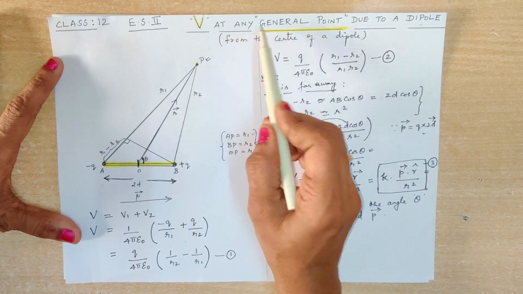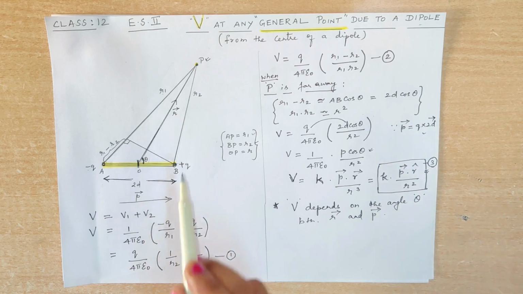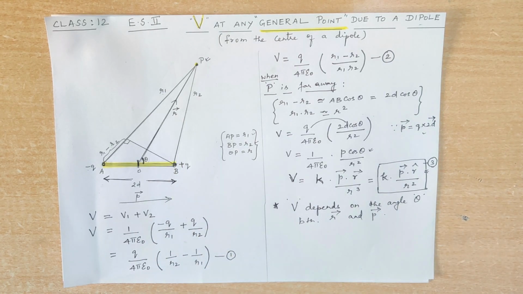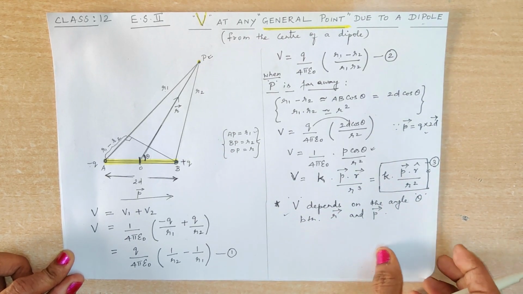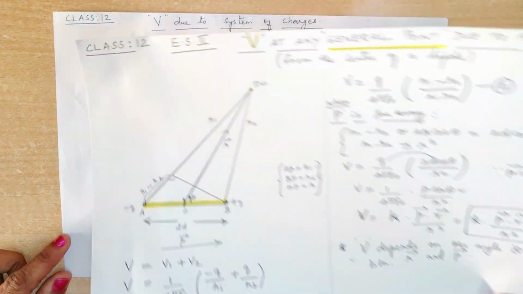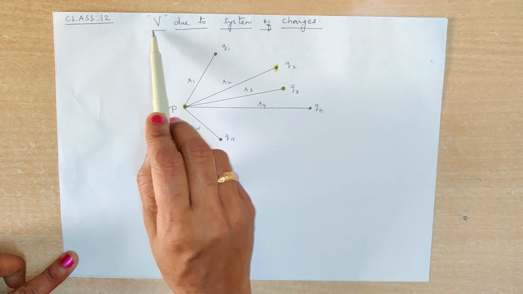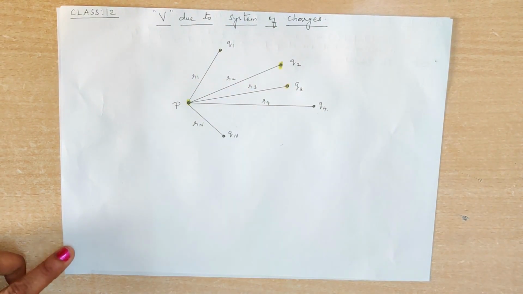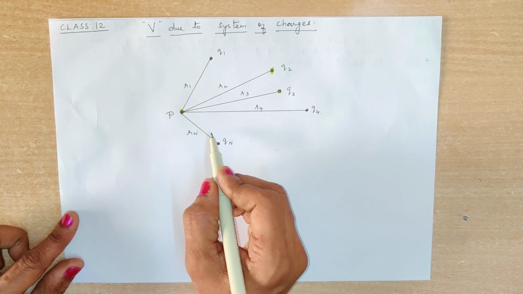Electric potential at any general point due to a dipole, from the center of the dipole. This is the diagram, and here is the description as well as the final expression. Also, the conclusion is given. Let us proceed to one more concept. What is that? In connection to this, V, that is the electric potential due to a system of charges. You can look at this diagram, and this is very, very important for solving numericals.